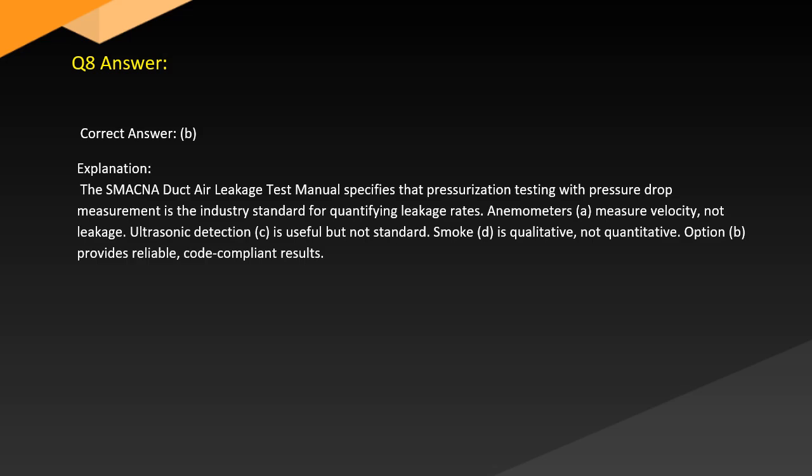Answer. Correct answer: B. Explanation. The SMACNA duct air leakage test manual specifies that pressurization testing with pressure drop measurement is the industry standard for quantifying leakage rates. Anemometers, A, measure velocity, not leakage. Ultrasonic detection, C, is useful but not standard. Smoke, D, is qualitative, not quantitative. Option B provides reliable, code compliant results.